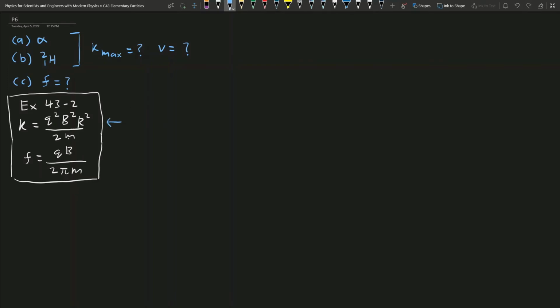Now we apply this formula, which we derived in this example, for part A. We have K max equals Q squared B squared R squared over 2m, and m is the mass of the alpha particle. First the charge: we know this alpha particle has two protons and two neutrons, so we have 2 multiplied with e.